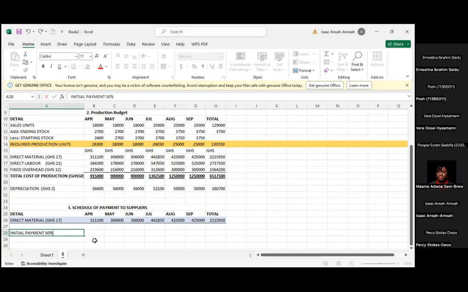So let's work out for the first 50% that's supposed to be paid in the month under consideration. That's what we are considering as initial payment. So here I'm computing 50%. Please, are you following? Yes. I'm paying the initial 50% of this figure. If I come to May, I have to pay the initial 50% of May. If I come to June, I may have to pay the initial 50% of June. How much would that be?